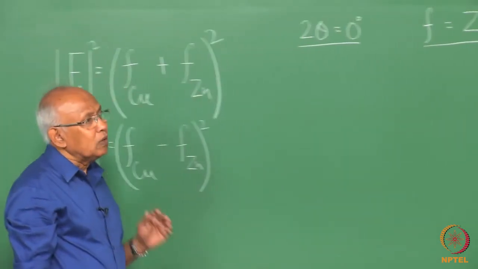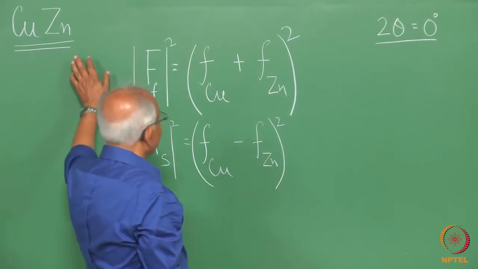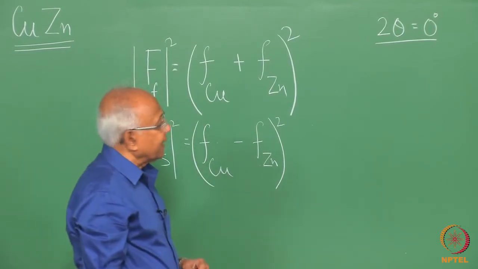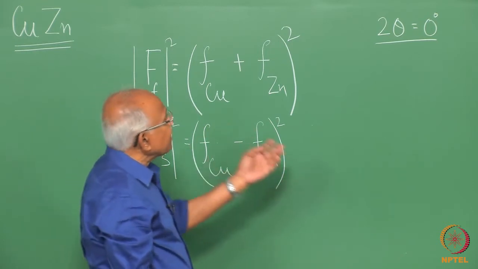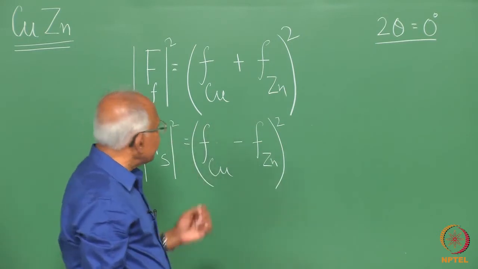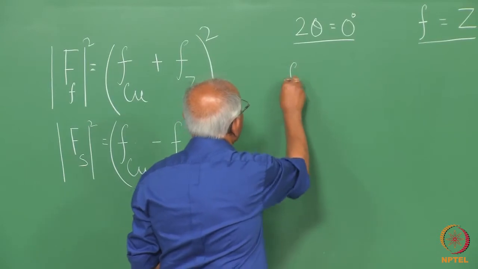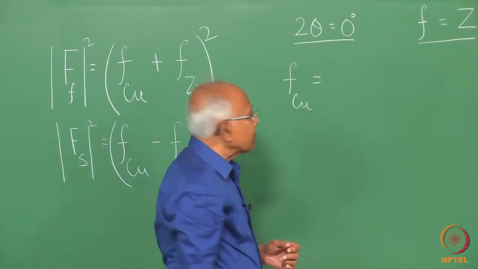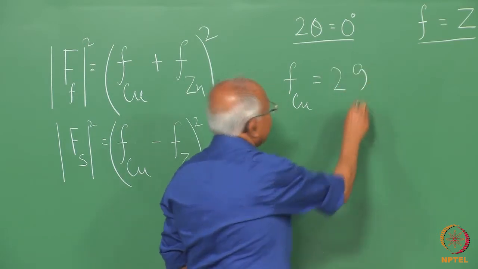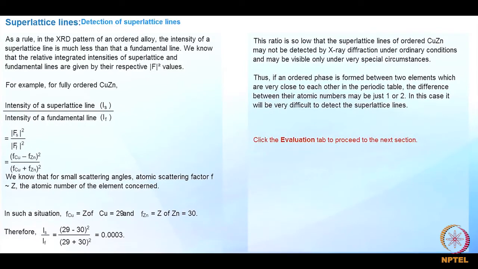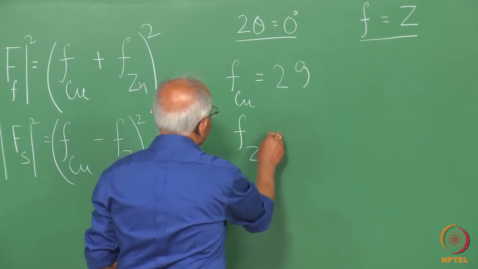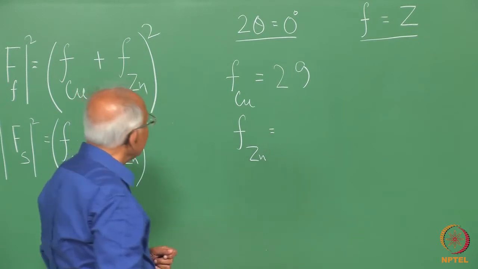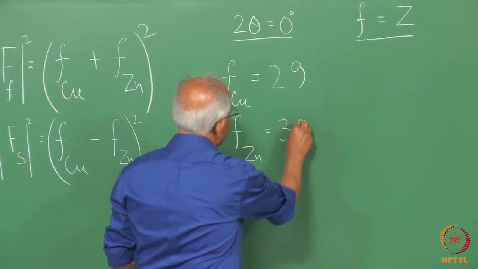So, if we are looking at a diffraction taking place from CuZn in an ordered condition in a direction very close to the forward direction, we can assume that F Cu will be almost the same as its atomic number, and the atomic number is 29. So, the atomic scattering factor is 29 for copper atoms. Similarly, F Zn will be equal to the atomic number for zinc. So, we can write it as 30.